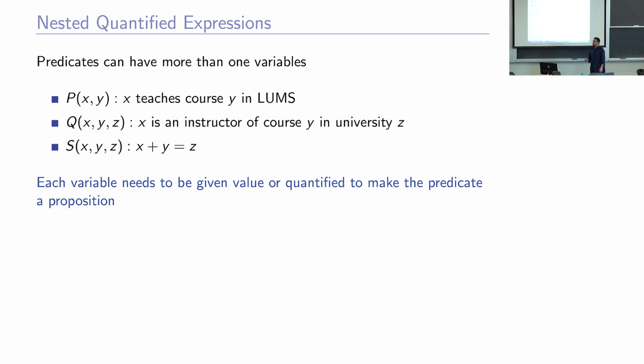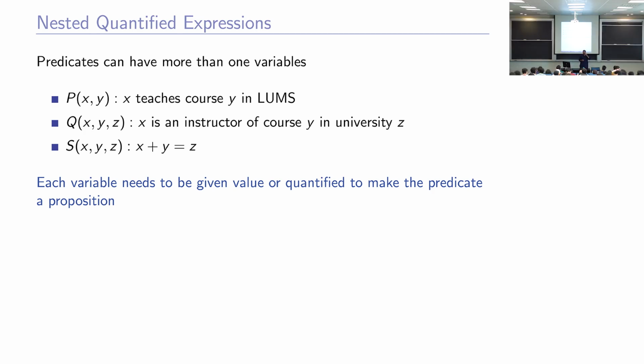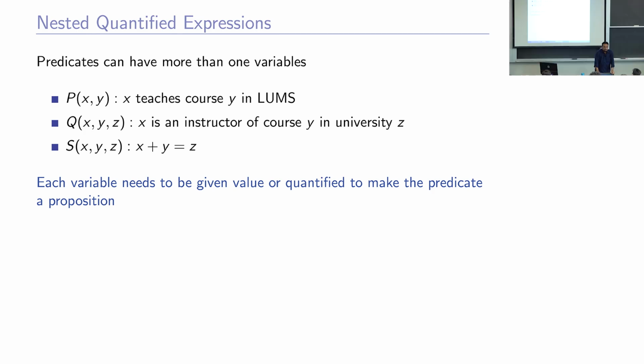Each of them. So for example, if I ask you, is S(1,2,3) true? Yes. Is S(2,1,3) true? It's true. Is S(3,1,2) true? False. What about S(1,2,z)? It's not a proposition yet.